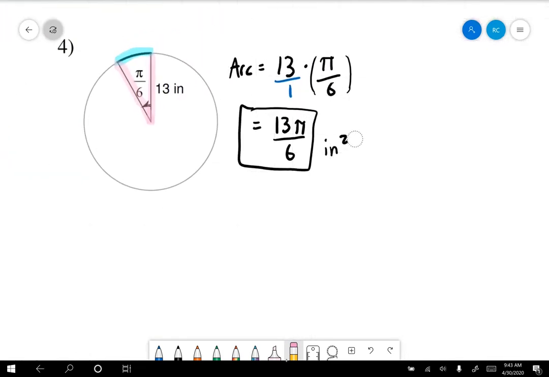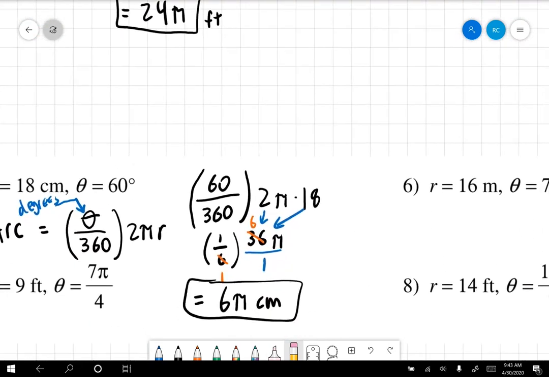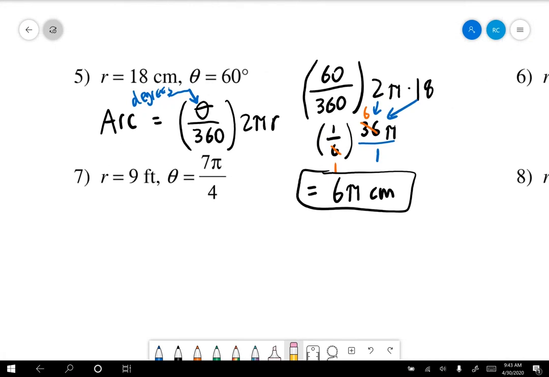These are not square feet and square inches. I was jumping ahead to the area problems later. We are looking for the length of an arc, so this should have been inches, and this should have been feet. Sorry about that. Okay.